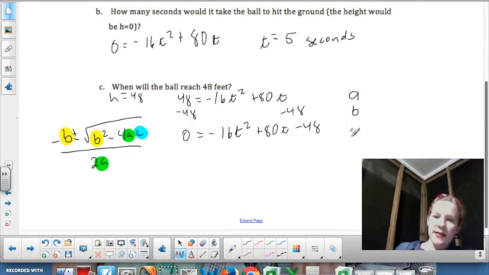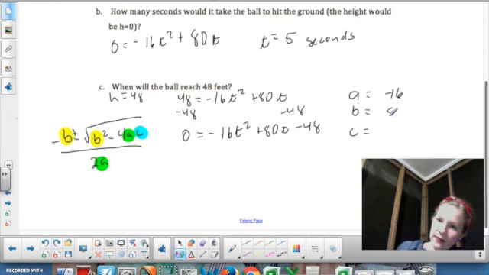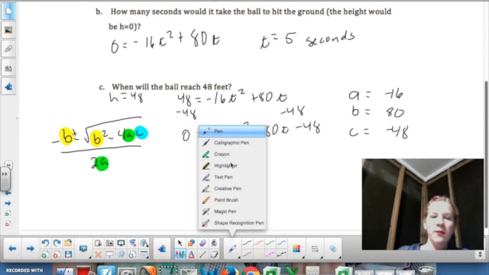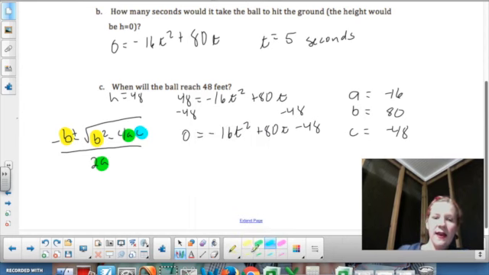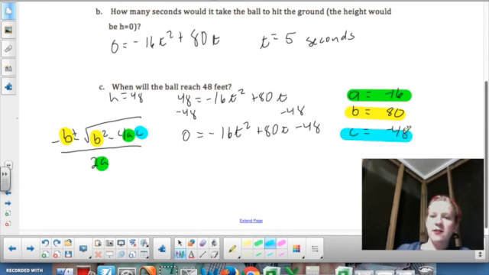So I need to identify my A, B, and my C. A is negative 16, as often happens because that's the gravitational constant. B is 80, and C is negative 48. Okay, so when I plug this in, my A is going to be negative 16. I'm going to be plugging that in. Here's my B, and here's my C. So let's go ahead and plug some stuff in.